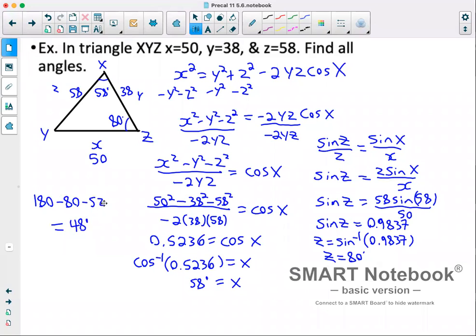Oops, sorry, I wrote down the wrong angle for a second, so I'll have to fix that. So that was 180 minus 80 minus 58. And that gives us 42 degrees.